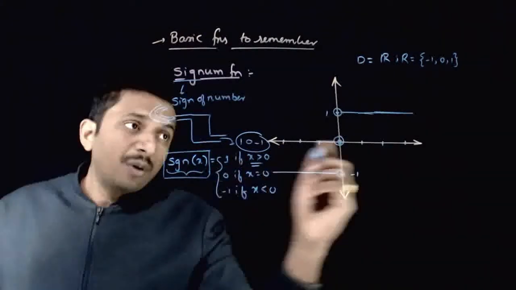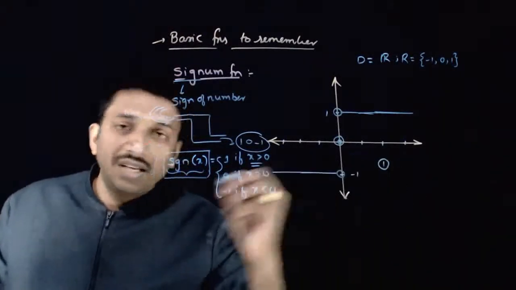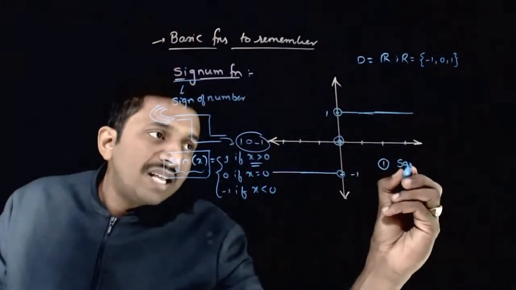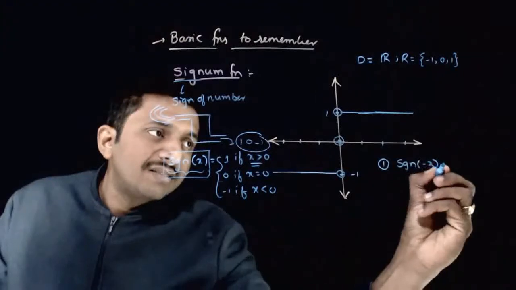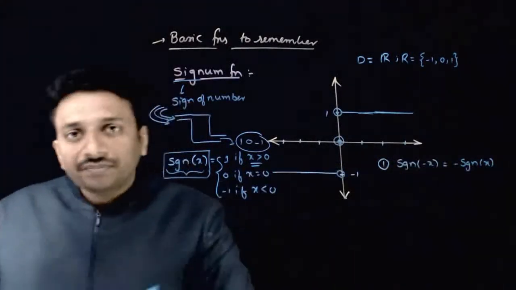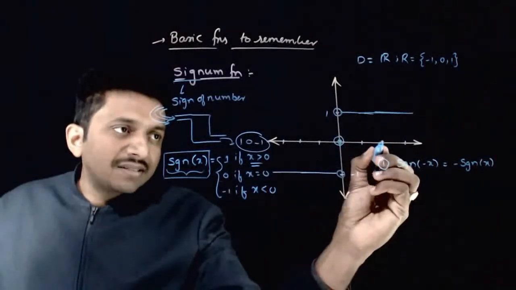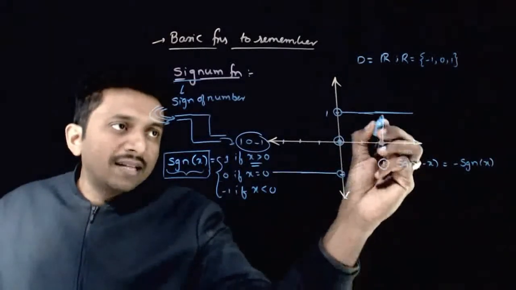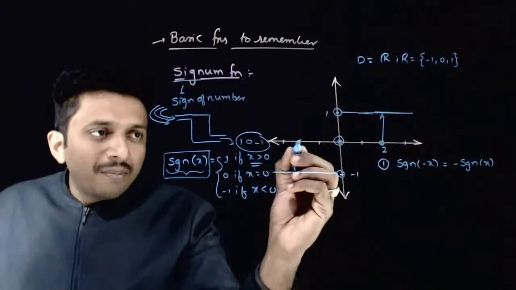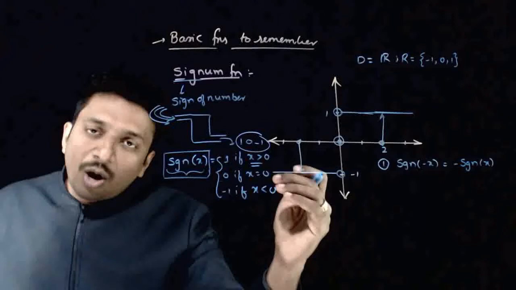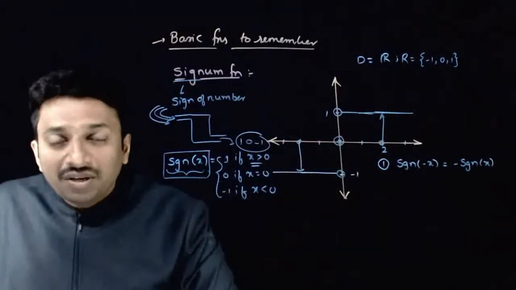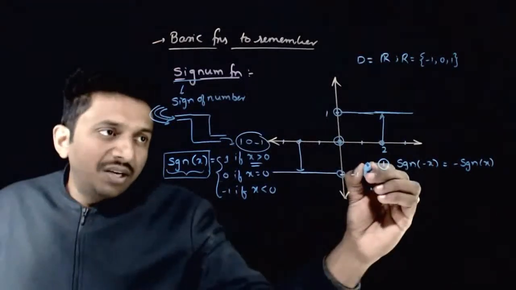One of the special properties that you need to remember about the signum function is that signum of -x will be equal to minus of SGN of x. So if a number, say 2, has a particular functional value, the number -2 will have the exact opposite functional value. So signum of -x will be equal to minus signum of x. You need to remember this.